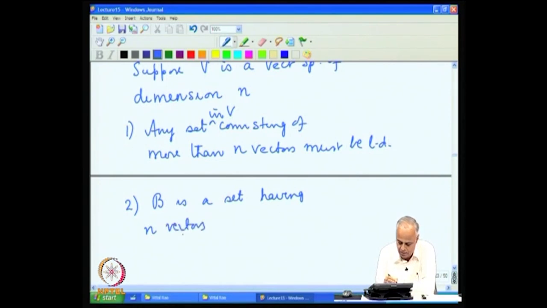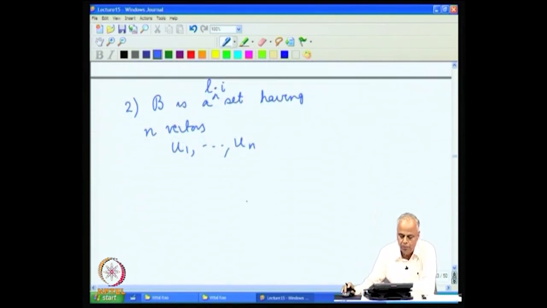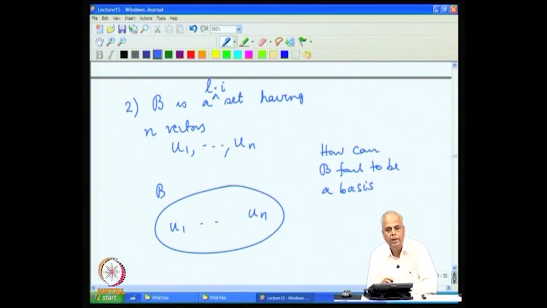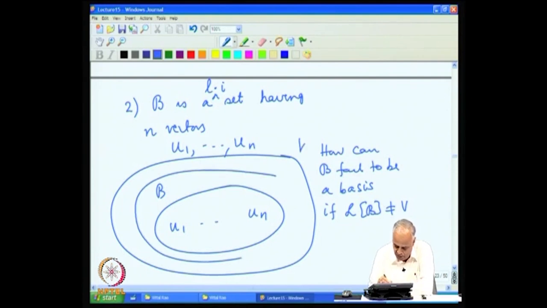And secondly, suppose B is a set having n vectors u1, u2, up to un, and suppose B is a linearly independent set. So, B is a set in V, it has n vectors. Suppose this is linearly independent, can this be a basis? Well, how can it fail to be a basis? It can fail to be a basis if it fails to span the whole space, if LB is not equal to V. So, here is V and this is LB.